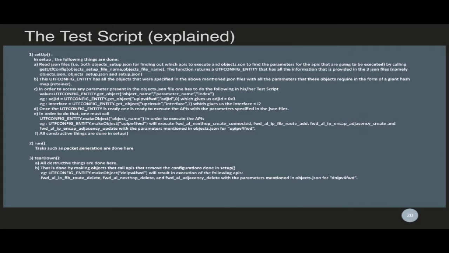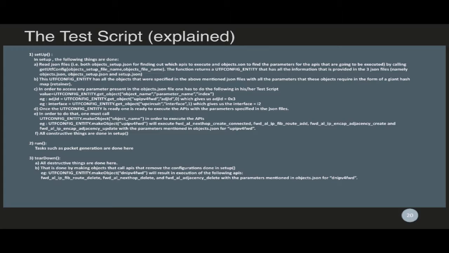So I'll just go through this once. In setup, the following things are done. You read the JSON files, both object setup.json and objects.json, so you read 2 JSON files basically. The third one, setup.json, is read automatically. You don't have to do anything with that. In setup, you read 2 JSON files. The first one is object setup.json for finding out which APIs to execute, and then you read objects.json to find the parameters for the APIs that are going to be executed, by calling get utf-config with the file names.